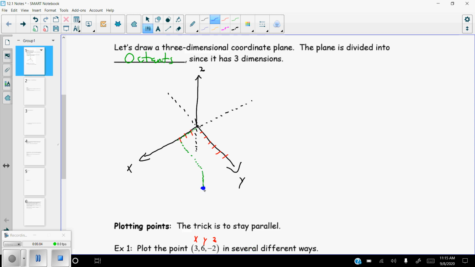So that right there would be your point 3, 6, negative 2. And that's what we're looking at. And there's obviously completely different ways we could go about doing this. So what I did was we went to the point, first of all, 3, 0, 0. Let me rewrite that. That doesn't look good. We went to the point 3, 0, 0.